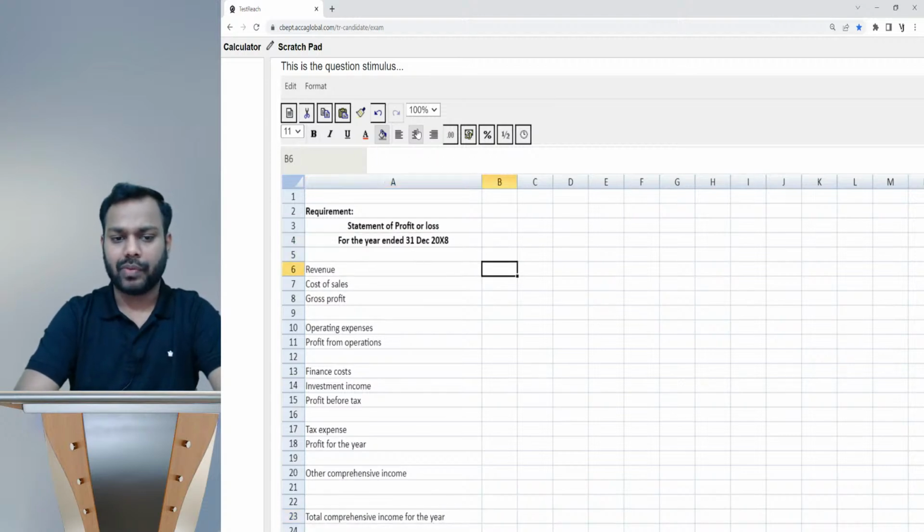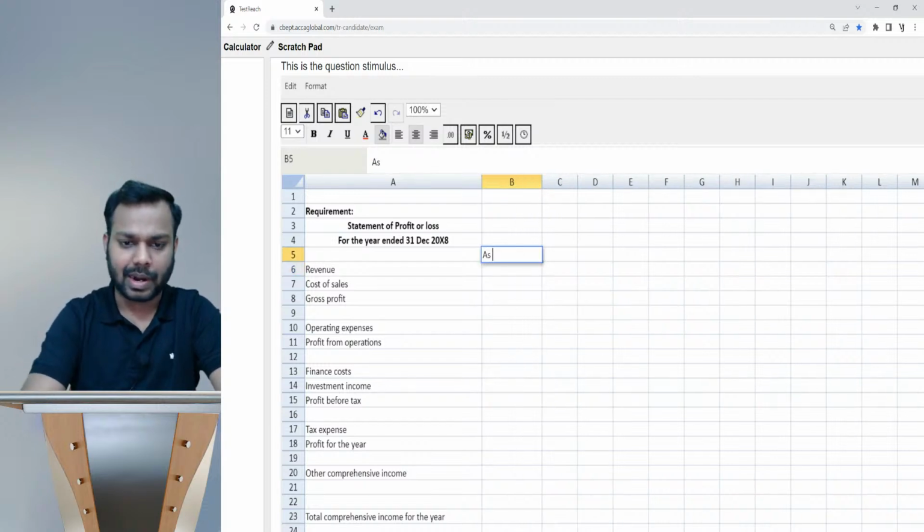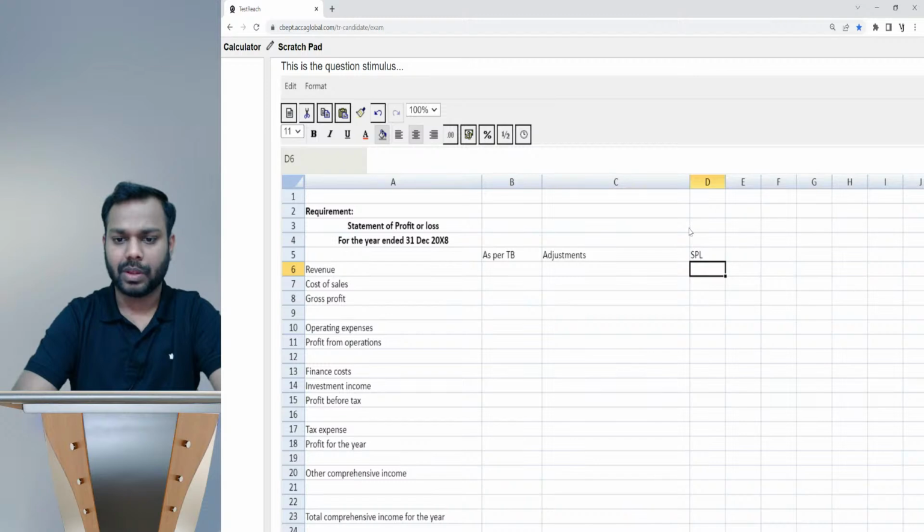Now let's plot the figures which are given in the trial balance. So what I will write here is as per trial balance, and then we will make all the adjustments. Then we will do the adjustments, and then we'll write the final SPL. What are the balances as per the final SPL? Okay, we'll write that.